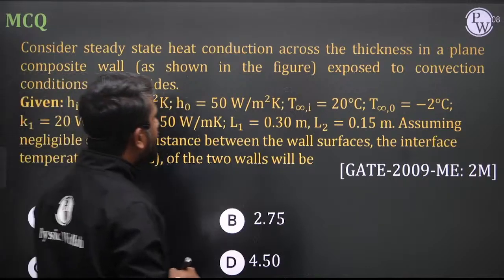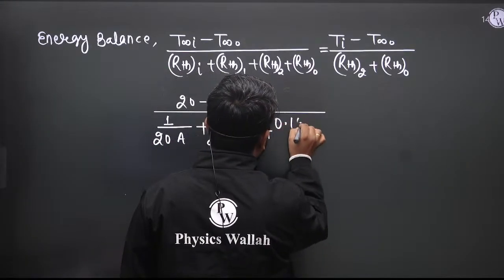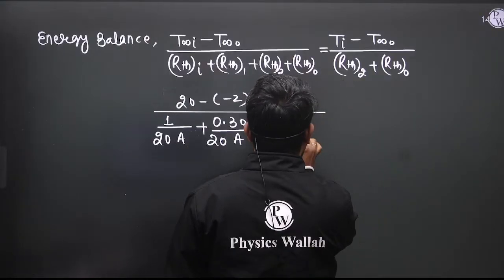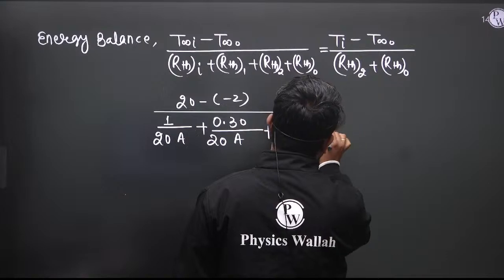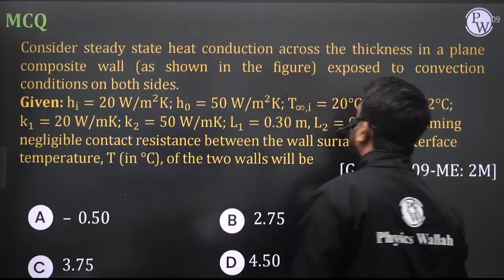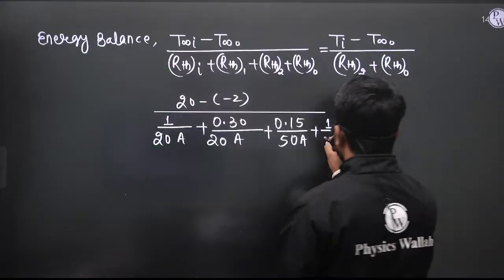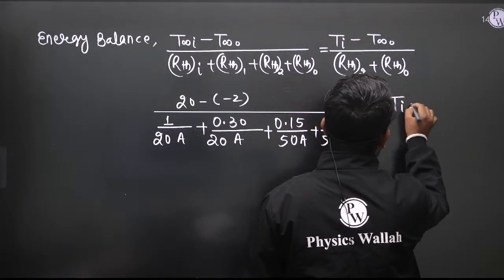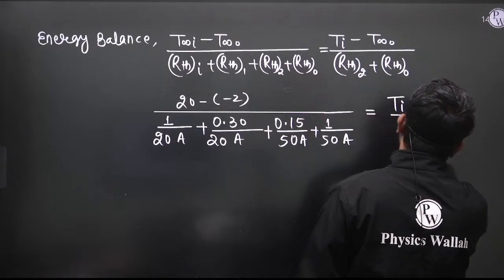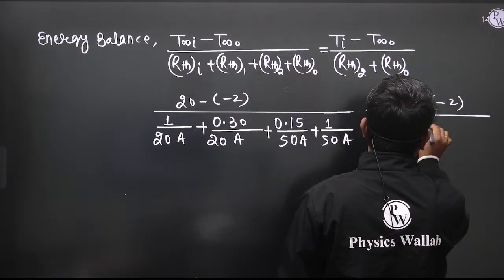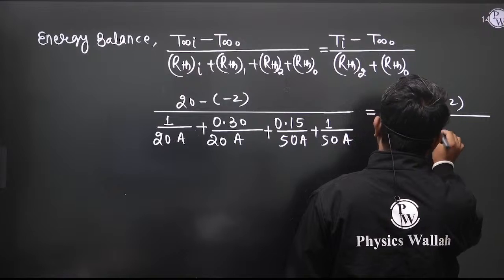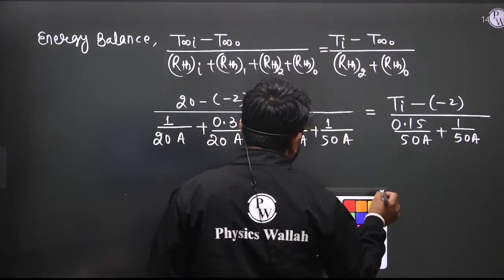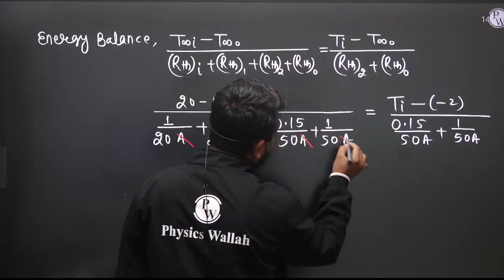So L2 is 0.15 divided by K2A, that is 50. 50A plus this is 1 upon H naught. H naught is 50. This is 50A, right? And this is equal to Ti is unknown, right? This is minus 2 divided by this is 0.15 divided by 50A plus this is 1 upon 50A, right? So A is cancelled out from both the sides.